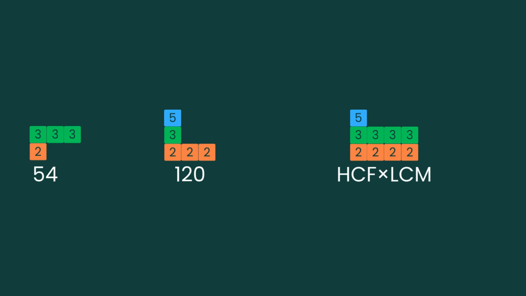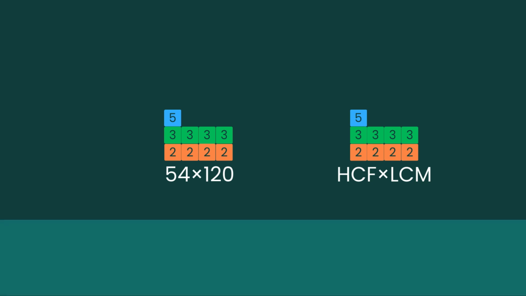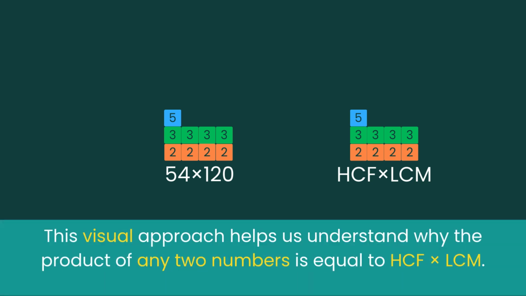Next, we attach the number buildings of both numbers together. Can you tell me what this number building represents? Exactly! It is the product of 54 and 120. Now look closely and compare the two number buildings. Are they the same? Yes, they are. Awesome! This visual approach helps us understand why the product of any two numbers is equal to HCF times LCM.